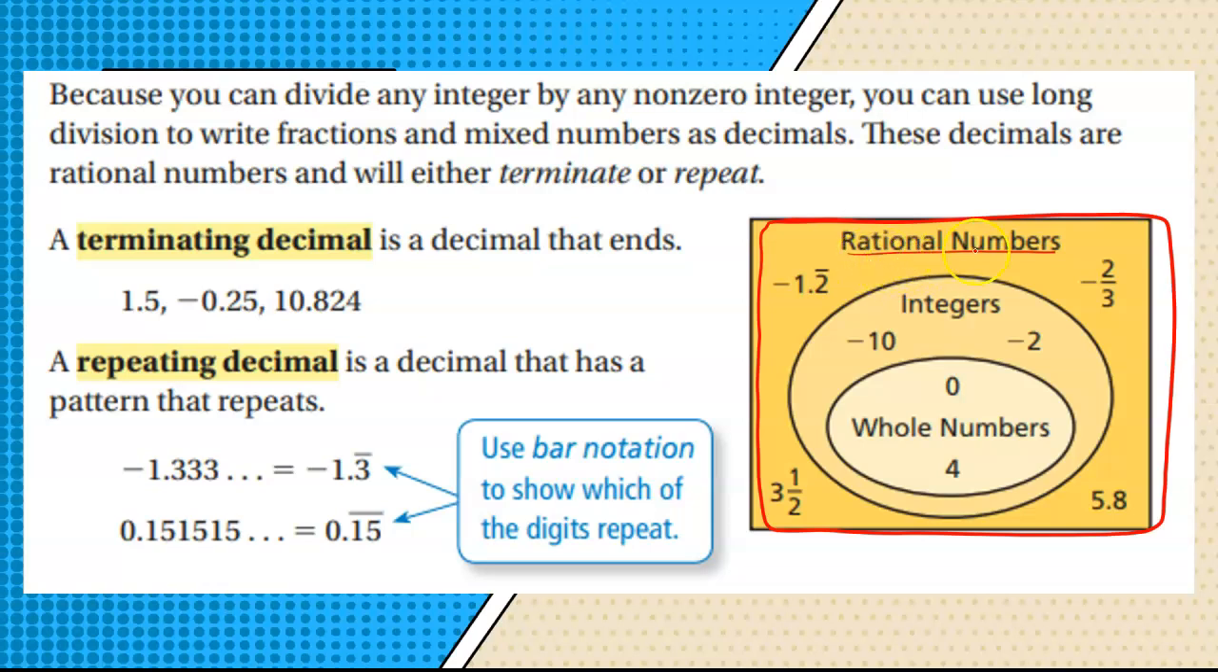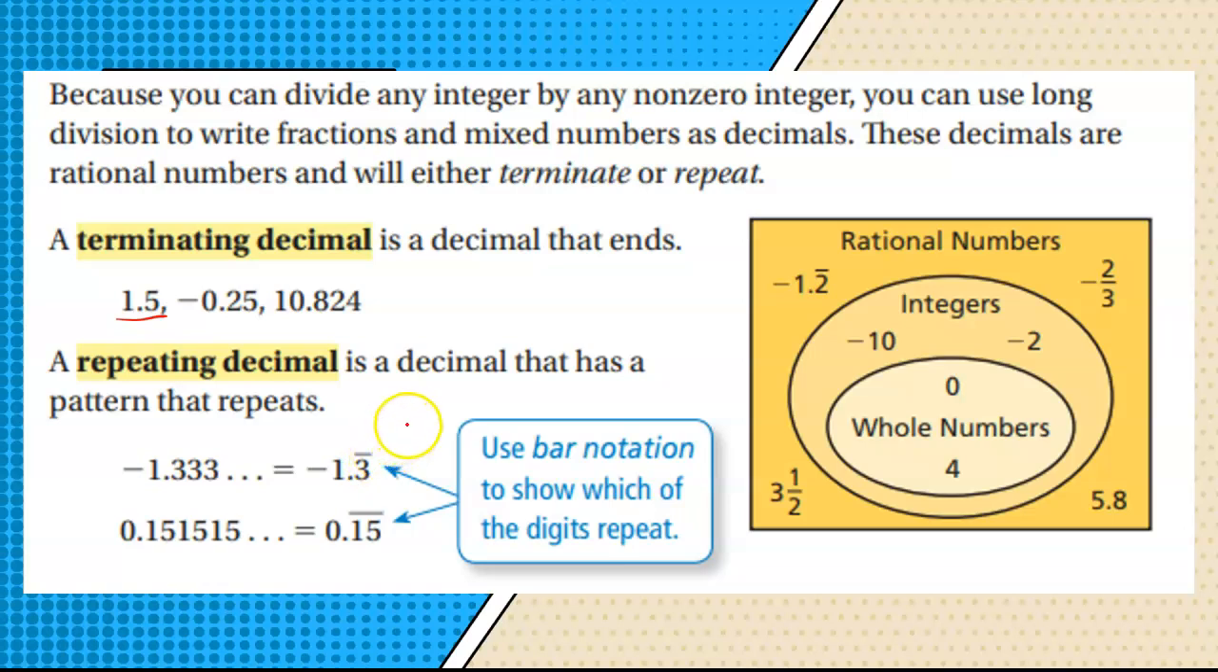And then we have rational numbers. So rational numbers include all of those numbers that we just talked about, and then numbers like 5 and 8/10. Rational numbers can be written in a couple of different ways. There could be a terminating decimal. So that's a decimal that ends, such as 1 and 5/10.